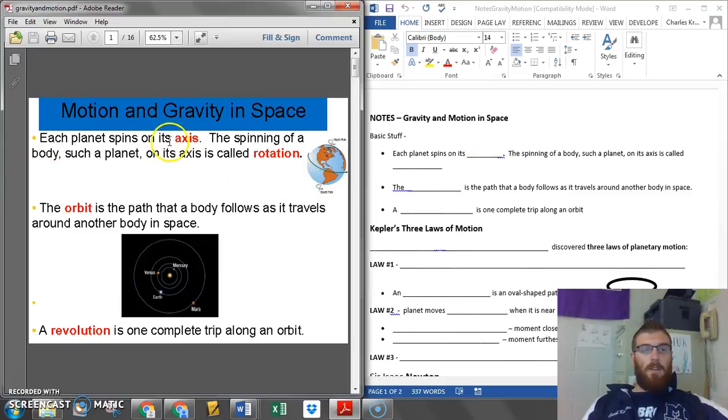So each planet spins on its axis. Okay, so axis is going to go here. And the spinning of a body, such as a planet, on its axis is called rotation. One of the things you're going to need to know is the difference between rotation and revolution.